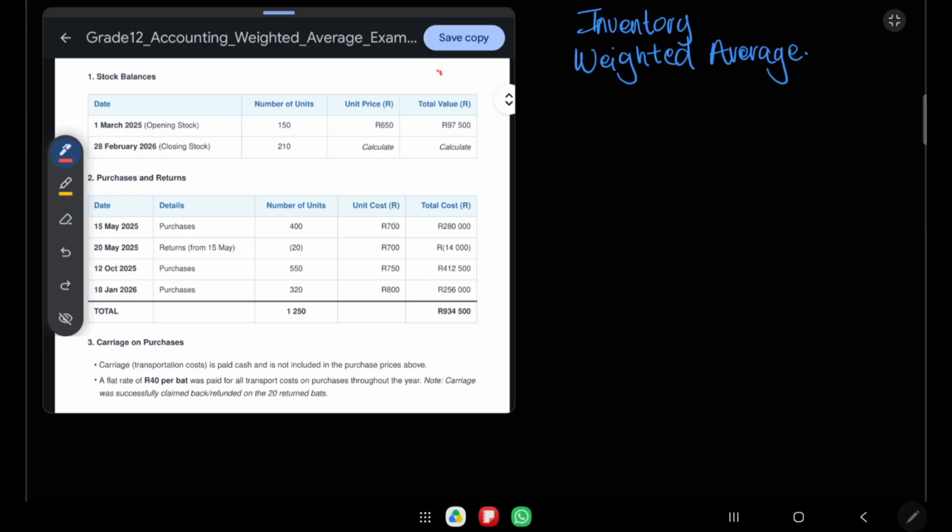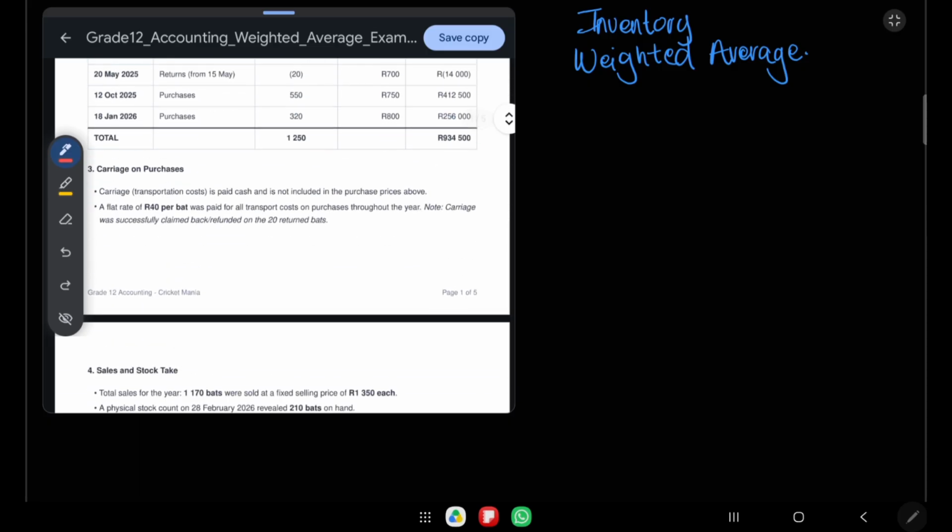Now we have our unit cost. Then we have our total cost. In our calculator, let's punch 280,000 minus 14,000 plus 412,500 plus 256,000. 934,500. Okay, so that information makes sense.